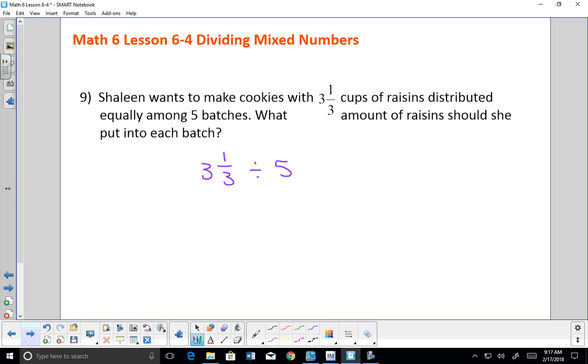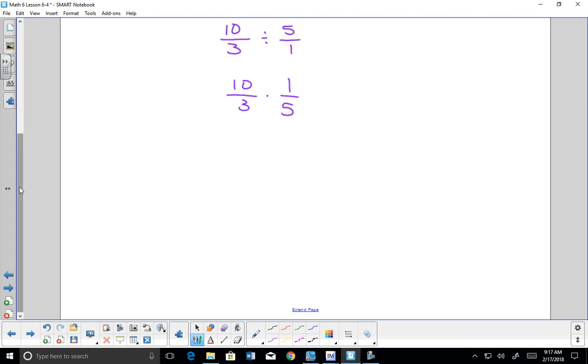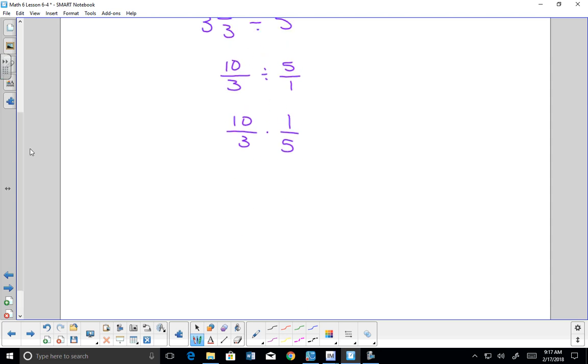So she has 3 1/3 cups. She wants to divide that equally among 5 batches of cookies. So 3 1/3 will change to an improper fraction. 3 times 3 is 9, plus 1 is 10. 10/3 divided by 5 over 1, which is 10/3 times 1/5. Notice how I work vertically so it's neater. Okay, so here we go. I can cancel 5 goes into itself once and it goes into 10 twice. So this becomes 2 times 1 is 2, 3 times 1 is 3. So she will need 2/3 of a cup in each batch of cookies.